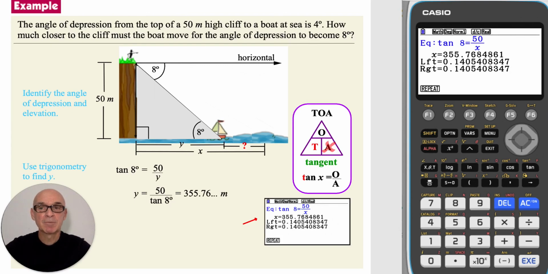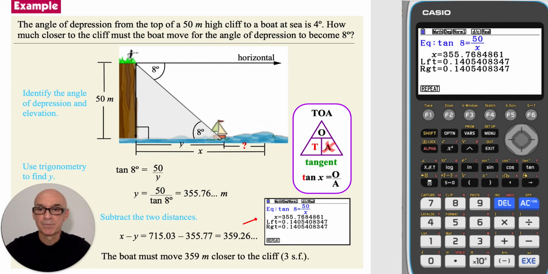To find how much closer to the cliff the boat has to move, we need to subtract the two distances. Subtracting the value of y from the value of x gives the result shown. So the boat must move 359 meters closer to the cliff, correct to 3 significant figures.